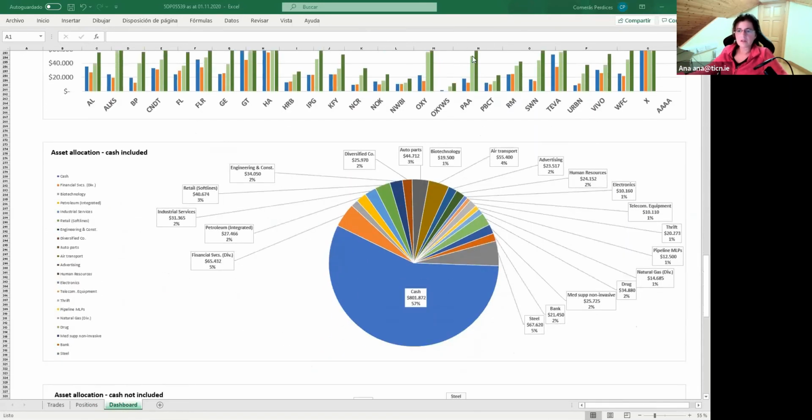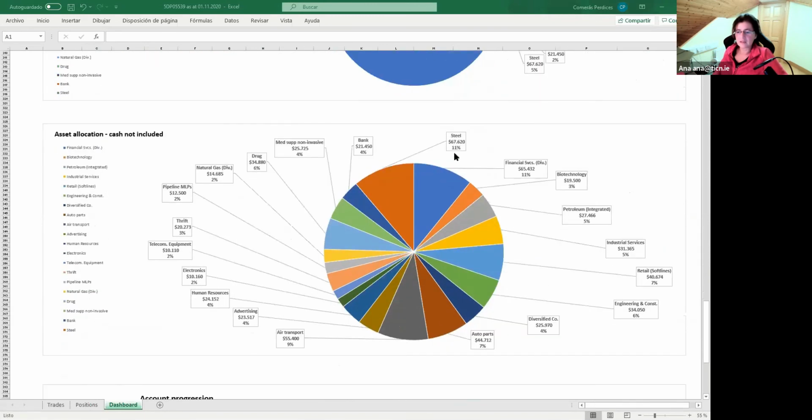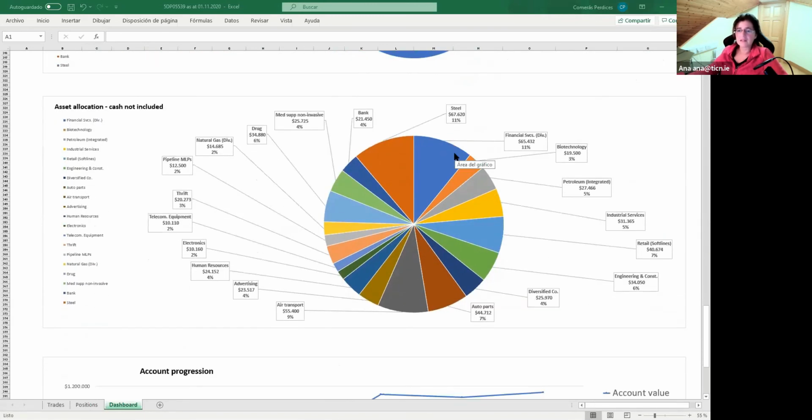This pie chart here shows the asset allocation, including the cash. And I'm saying this including the cash because underneath we have one without the cash. These are the different industries that the investments have been placed on, which means that we're putting the eggs in different baskets.